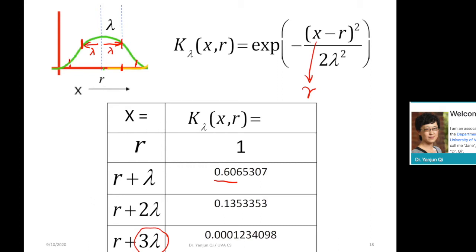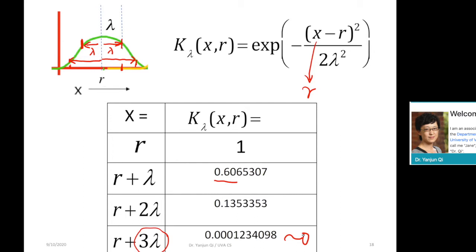If you go 3 gamma, 3 lambda, sorry, always the mistake. So if you go 3 lambda, this y-ness, this kernel and this function value, it's almost close to 0. So which means what? There's just no values when you are 3 lambda apart from the center.